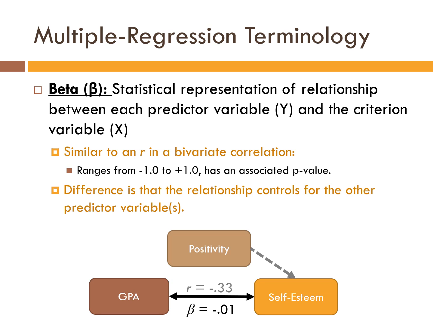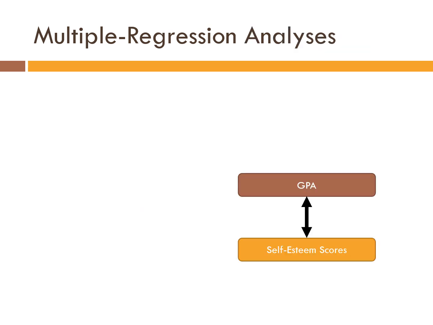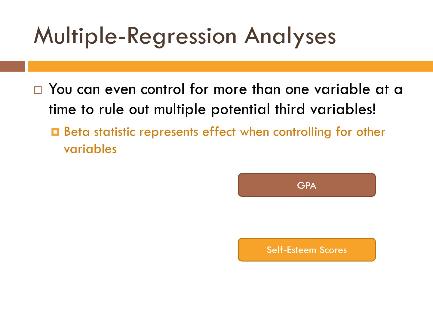The best part about multiple regression, and my favorite part, and why I actually use multiple regression all the time in my research. Correlational studies are fantastic. Regression is fun. Multiple regressions are an answer to everything because you can control for more than one variable at a time in order to rule out multiple third variables all in one big scoop.